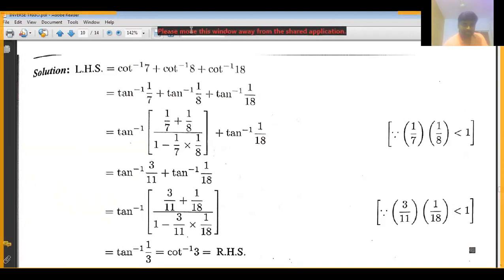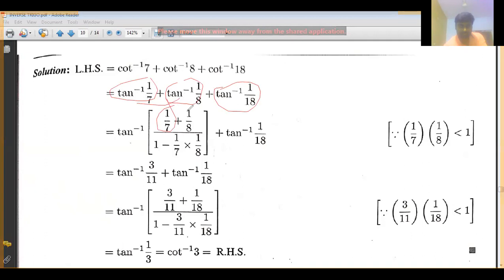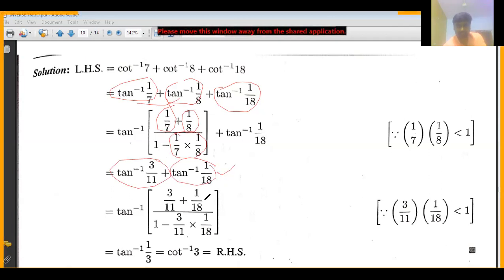So cot inverse of 7 here: how can I write it? Tan inverse of 1 by 7, the reciprocal. Here tan inverse of 1 by 8, and tan inverse of 1 by 18. You know tan inverse of x plus tan inverse of y. For the first two, we'll apply the formula: tan inverse of (x plus y) by (1 minus xy). Simplify this, we'll get tan inverse of 3 by 11. Let us write the third term as it is. Now again we'll apply the formula for these two, the same formula, 1 minus xy. Simplify that, I got tan inverse of 1 by 3.